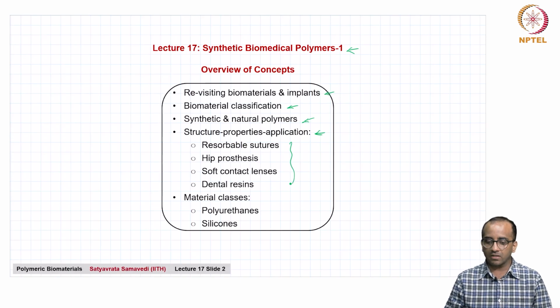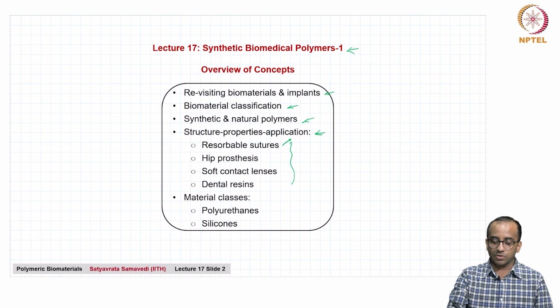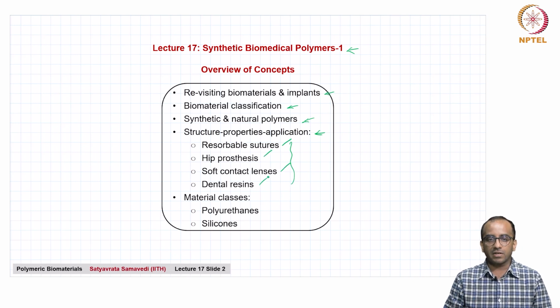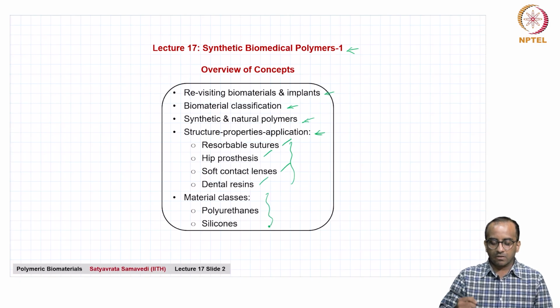That is what we will be looking at as part of resorbable sutures, hip prosthesis, soft contact lenses and dental resins. And towards the end of this lecture, we will look at 2 material classes, namely polyurethanes and silicones. And remember that polyurethanes and silicones are broad names of material classes or polymer classes within which you can have a series of different type of polymers depending on what the monomer is, what the cross-linking is, etc.